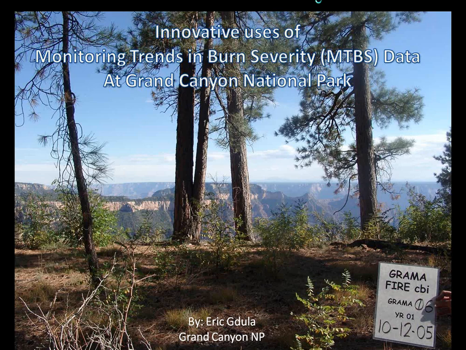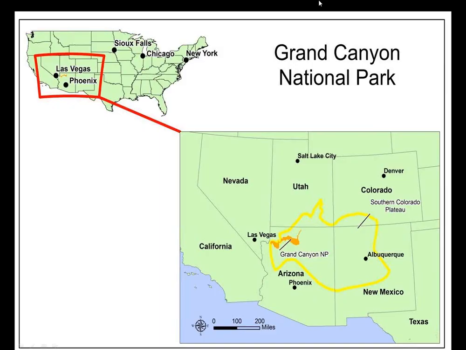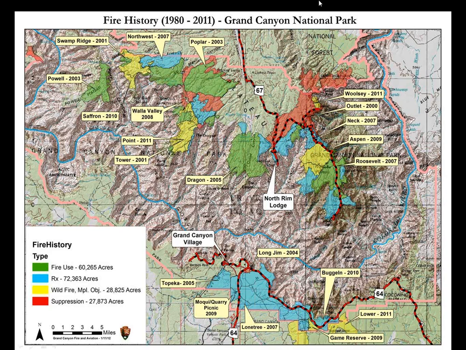I work at Grand Canyon, as I said. Grand Canyon is in the southern Colorado Plateau. It's a fire-prone ecosystem, and we get a lot of fires here at the park, a lot of lightning fires, and a lot of prescribed fires. Here's a slide of the fire history from 1980 to 2011. Since 1980, we've had over 180,000 acres of fire, and in the past 10 years, we average about 11,200 acres per year of fire on the ground.